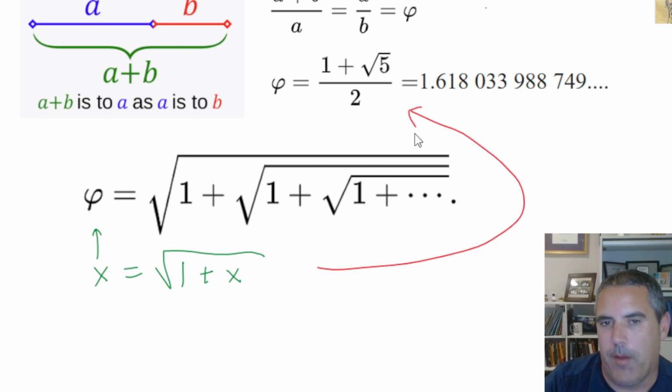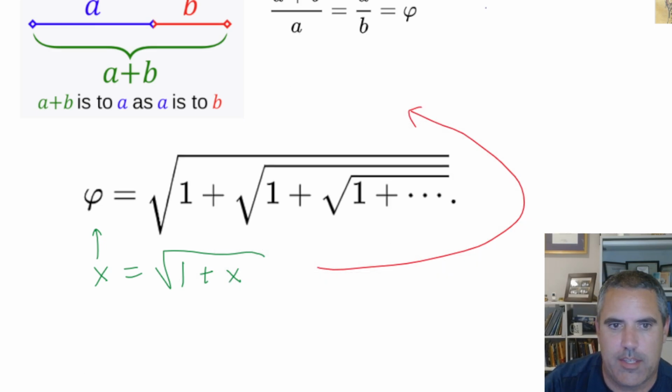All right, let's get to the derivation. So keep that golden ratio handy. We'll need it in a second. It's the solution to this equation. One of the solutions to this equation.